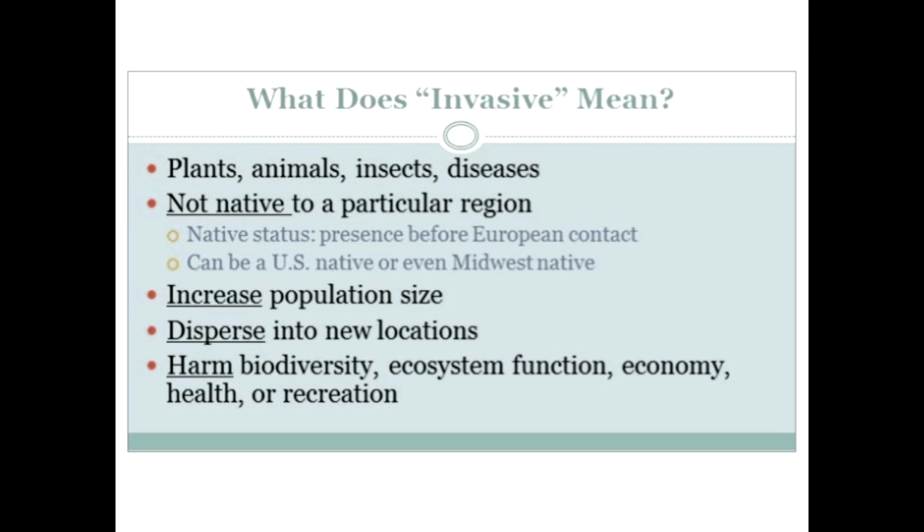Another important component of invasives is they must be increasing in their population size and spreading into new locations. So not only is it existing, but it is increasing in abundance. And as it increases, it must also cause some type of harm. So it's harming either biodiversity, ecosystem function, economy, agriculture, human health, or recreation. Basically, if it's causing any measurable harm, we would consider it to be an invasive species, as long as it meets the other criteria as well of being non-native and spreading.